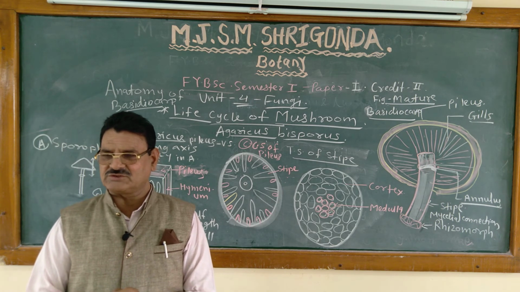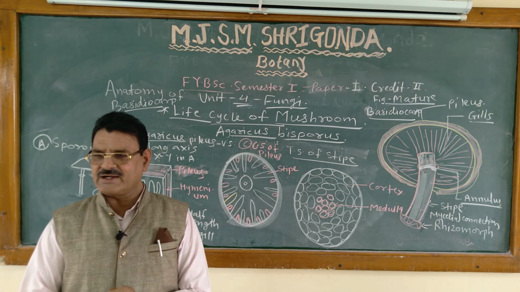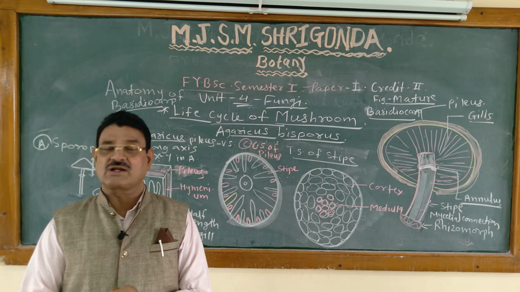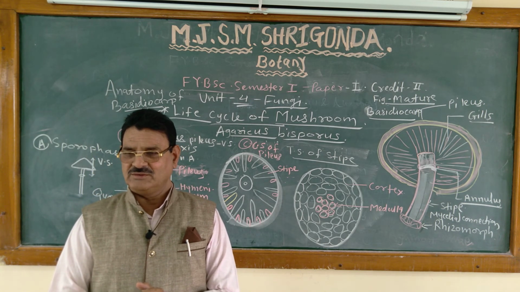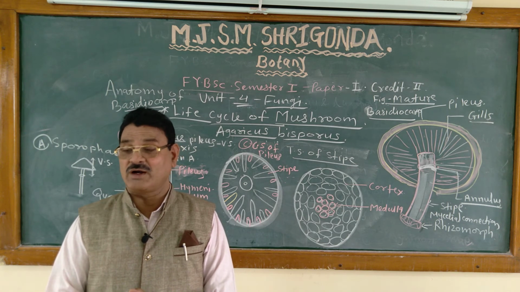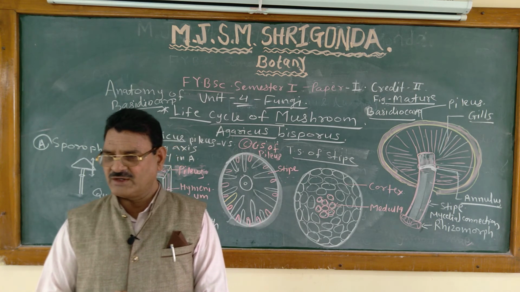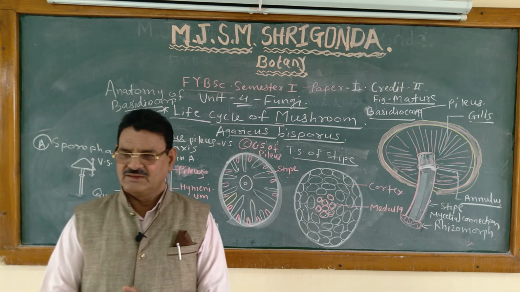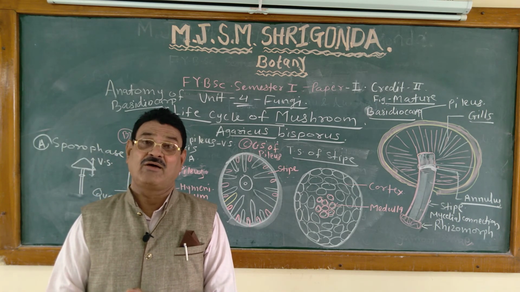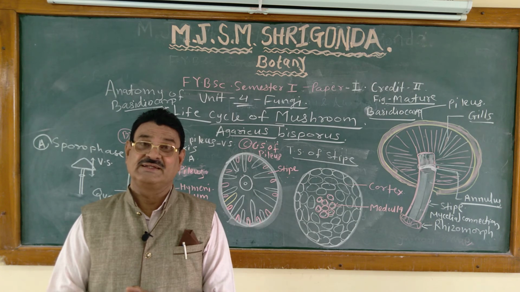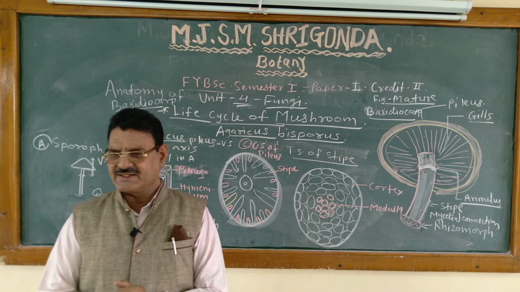Mature basidiospores are discharged by the water drop mechanism or water bubble method. This is the important point. A drop of liquid develops at the hilum or at the top of the gills, and it increases in size.